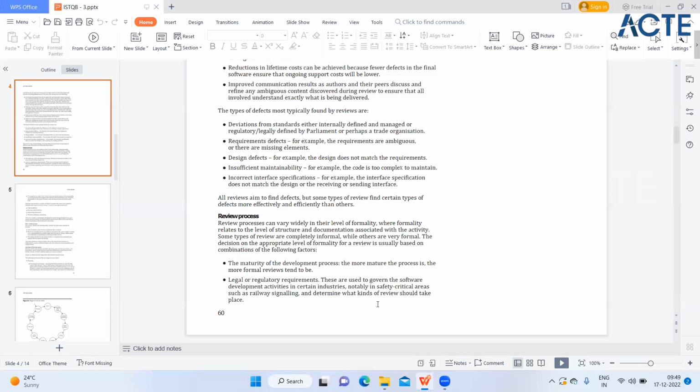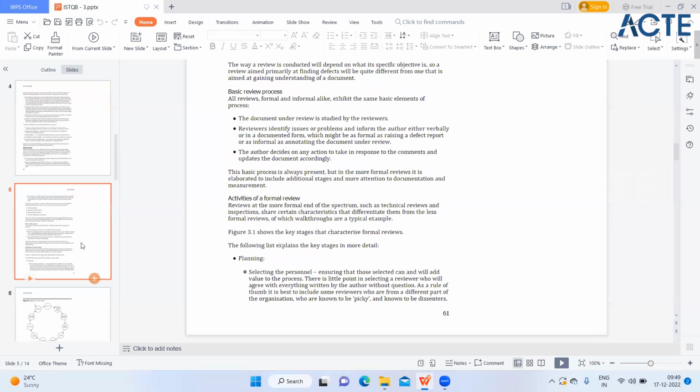We have to take permission from the regulatory authority, everything. So in this kind of project, we always have to follow this formal review process.